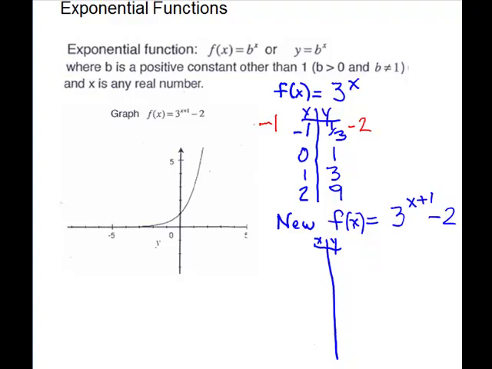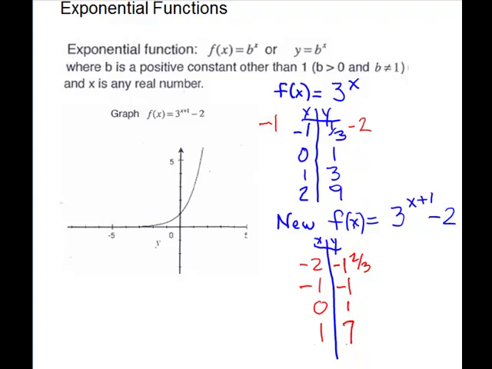So negative 1 minus 1 for the x will give us negative 2. 0 minus 1 will give us negative 1. 1 minus 1 will give us 0. And 2 minus 1 will give us 1. For my y's, I have 1/3 minus 2. So I will have a negative 1 2/3. I have 1 minus 2 will give me negative 1. 3 minus 2 will give me 1. And 9 minus 2 will give me 7.